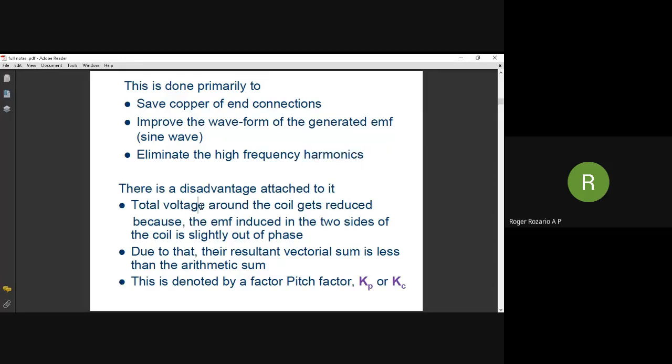And what are the disadvantages? Voltage gets reduced. Since the conductor length is reduced, the voltage is also reduced, and it is also slightly out of phase. So due to that, the resultant vectorial sum is less than the arithmetic sum. We will come to this vectorial sum and arithmetic sum a little later. As of now, understand that we are going to use fractional pitched windings. We are not going to use full pitched windings.